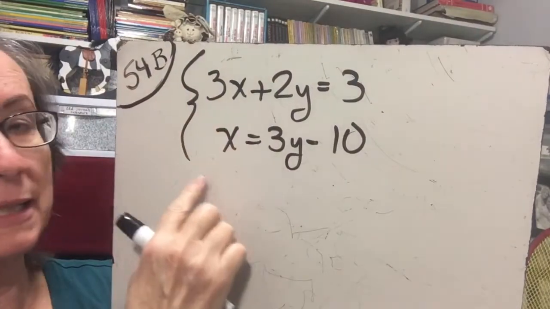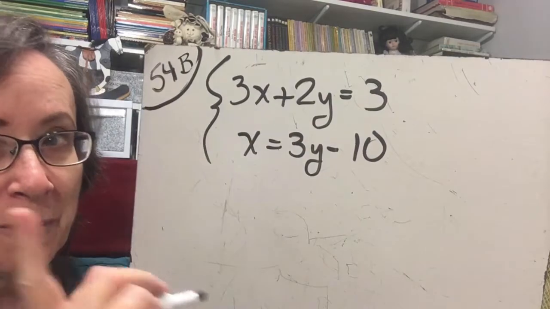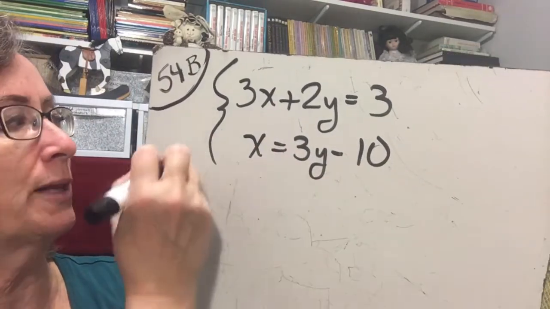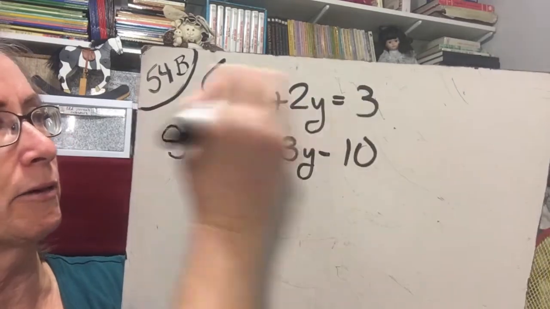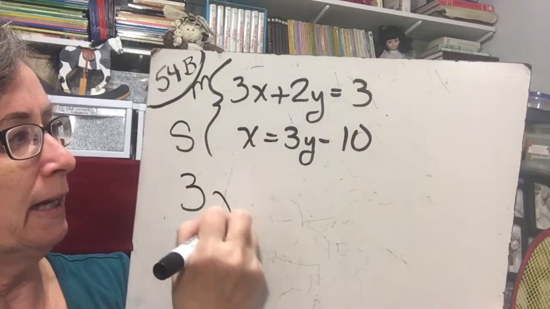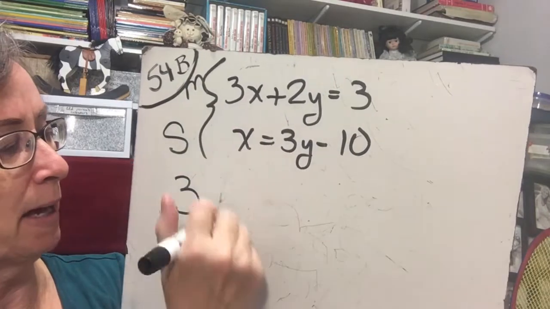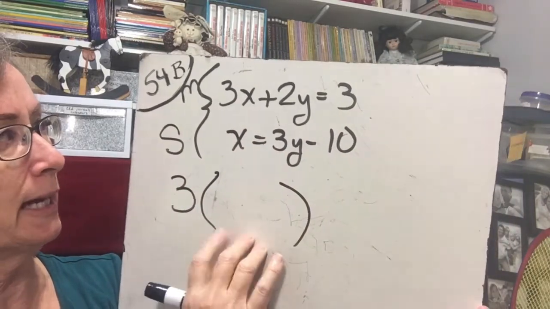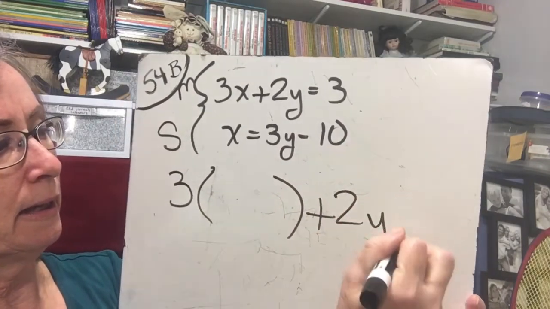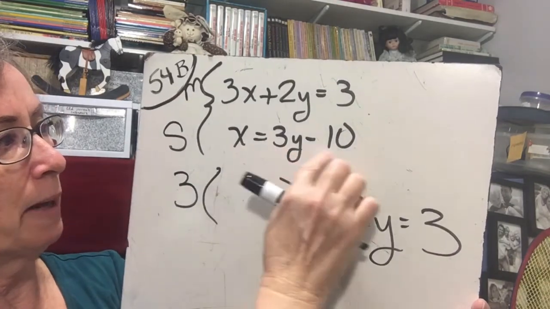Okay, so this symbolism tells us that we are to solve these simultaneously to find the one point that makes them both true. So here I've got x equals, so this is going to be my sub-equation. This is going to be my main equation. I'm going to write down my main equation, 3x, but since x is my sub, I'm going to make a parenthesis for the x. 3x plus 2y equals 3. I'm going to slide in the x, 3y minus 10.